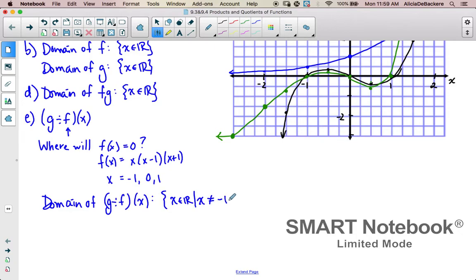So x cannot be any of those x-intercepts of f. Otherwise, what I was thinking about was the domains of the original 2 functions, and there were no restrictions there for me to also include here. So I'm all done that question.